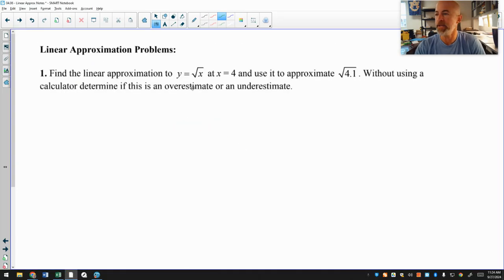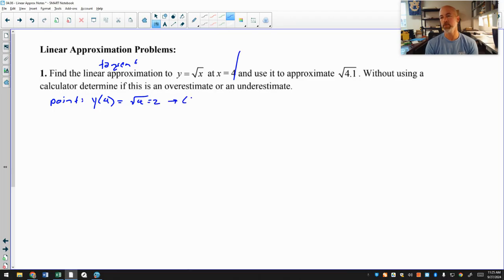So let's look at a few specific examples. Here we have the function y equals the square root of x, and I want the linear approximation at x equals 4. That's asking me for the tangent to f of x at x equals 4, and for every tangent you need a point, which will be my y coordinate at 4. In this case, that's the square root of 4. I think that's 2 today, isn't it? So my point is the ordered pair (4, 2).